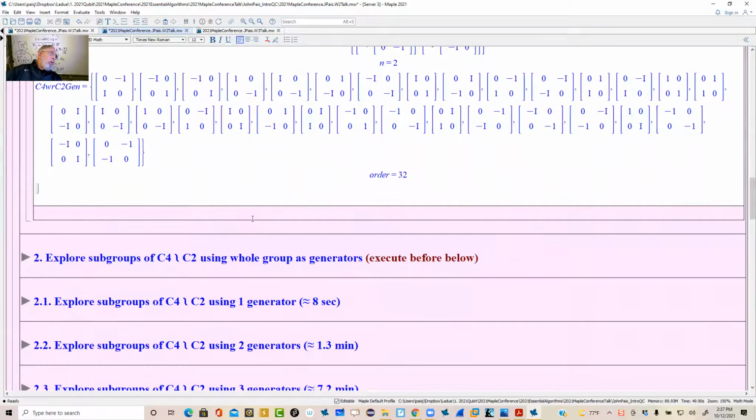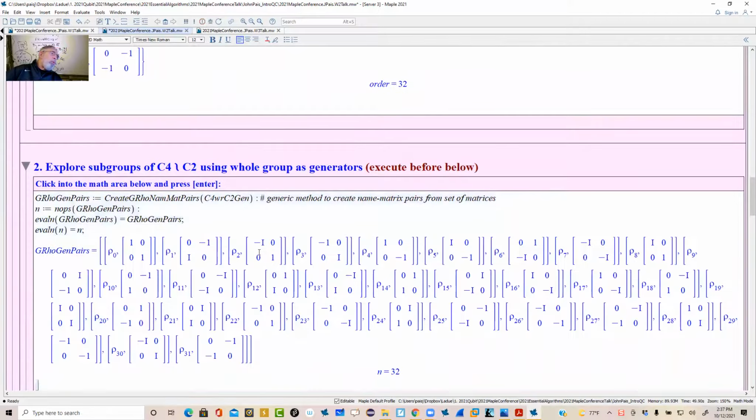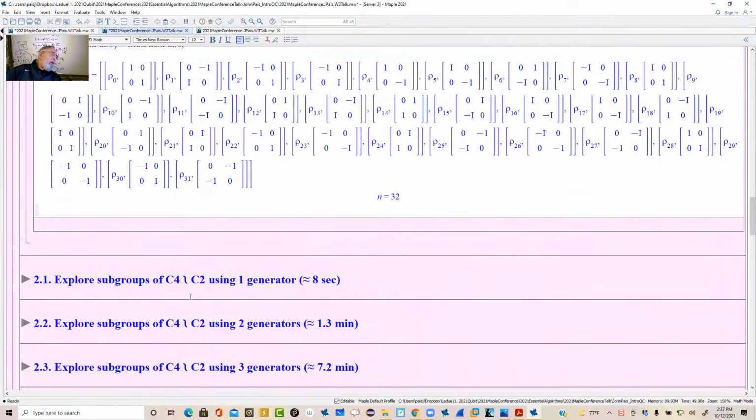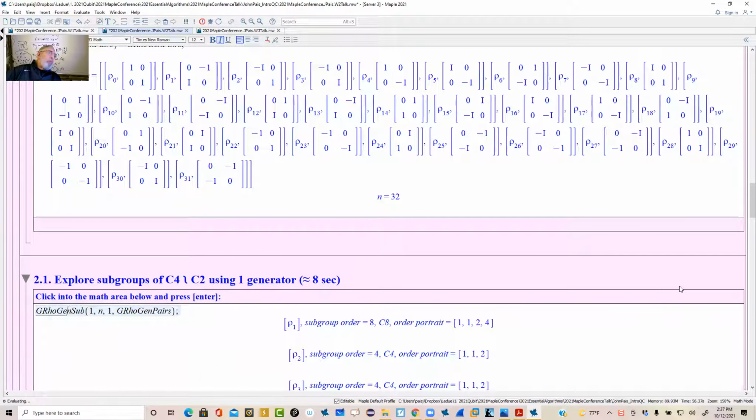And so then what am I going to do? I'm going to pair these up with names so that I can find out what the subgroups are. So the next thing I'm going to do is take that whole group I generated there, pair it up with names, and then I can explore the subgroups. Basically, I'm just taking one element subgroups, but you can see combinatorially it becomes a lot, and so some of these take a while.